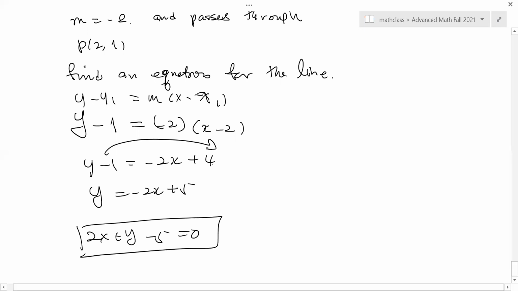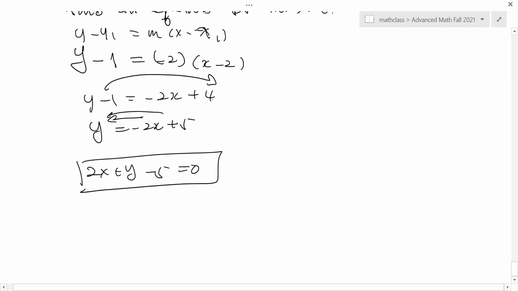I move the negative y to the right-hand side, and so y equals negative 2x plus 4 plus 1. 4 plus 1 is 5. Got it? Then I move everything to the left-hand side, so 2x and y stay on the left, and the 5 becomes negative 5. So this is the general form of the equation in x and y.